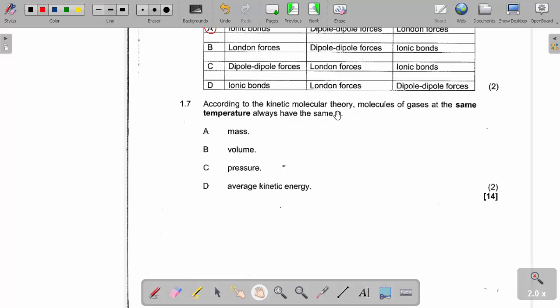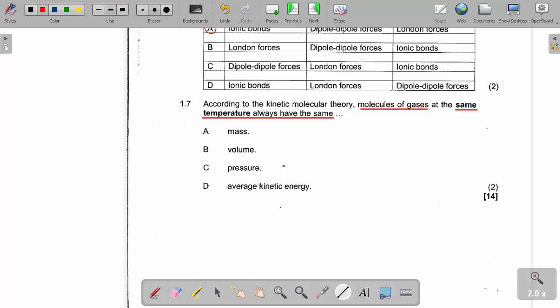1.7. According to the kinetic molecular theory, molecules of gases at the same temperature always have the same mass, volume, pressure, average EK. What's the answer? Let us look at important terms here. They are saying, according to kinetic molecular theory, molecules that have the same temperature, and these are molecules of the gas. Now, in our previous video, if you watched it yesterday, we said that at STP, all gases have the same volume, which is 22,4.